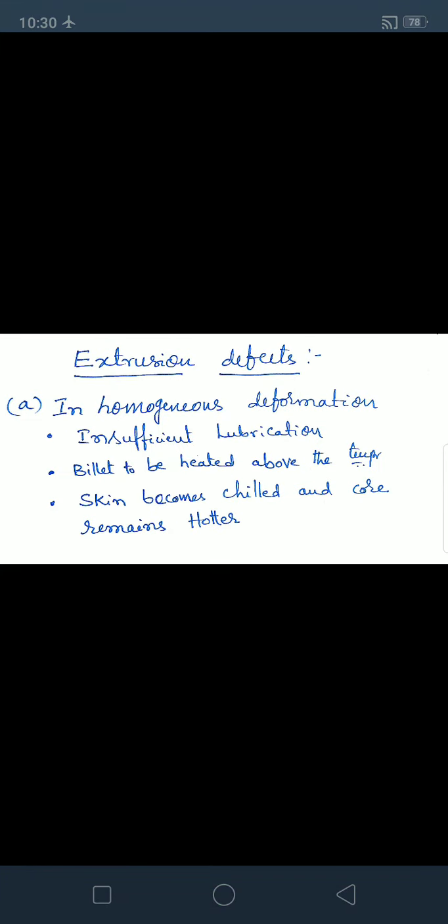Good afternoon, students. In the previous class, we have already discussed the extrusion process, methods of extrusion, variables, die design, and temperatures required. All of that we have discussed.